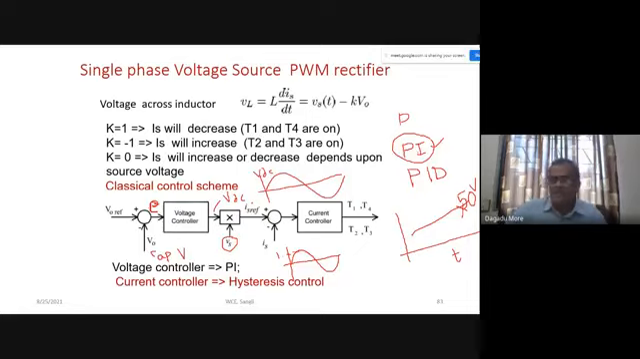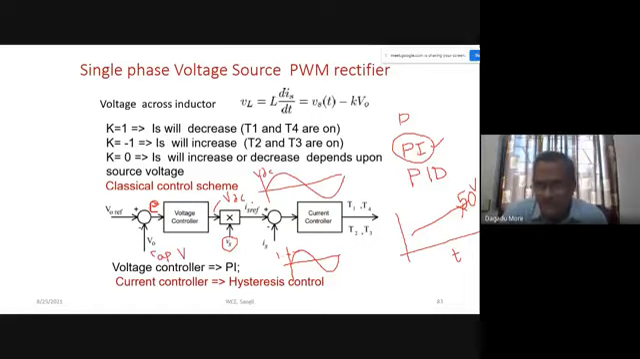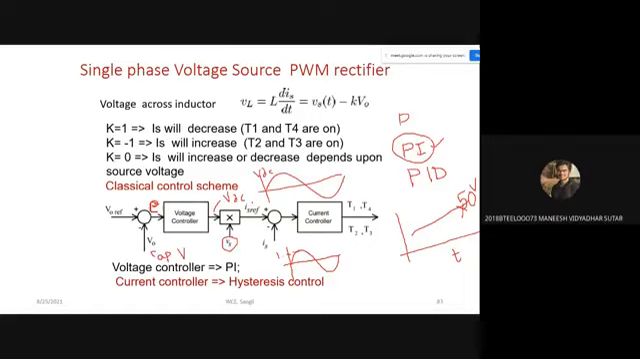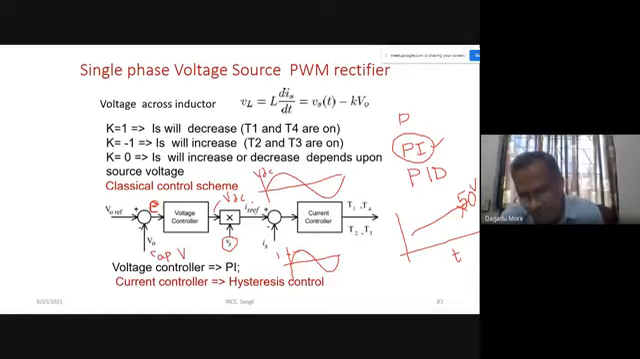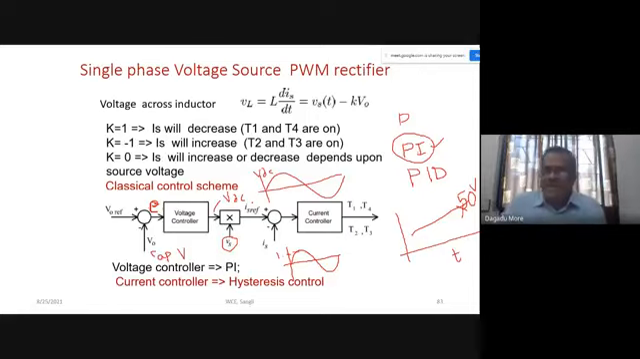Is it clear? How do we obtain the source current reference? Any doubt? No doubt, sir. Okay, so we get a sinusoidal waveform, but its amplitude will depend upon the output of the voltage controller. And now the current reference is there.